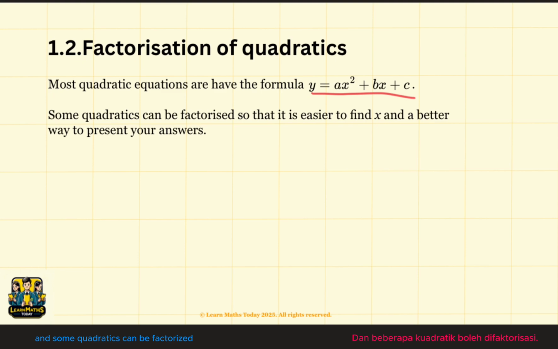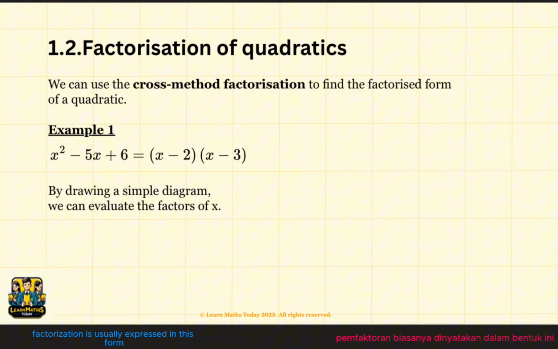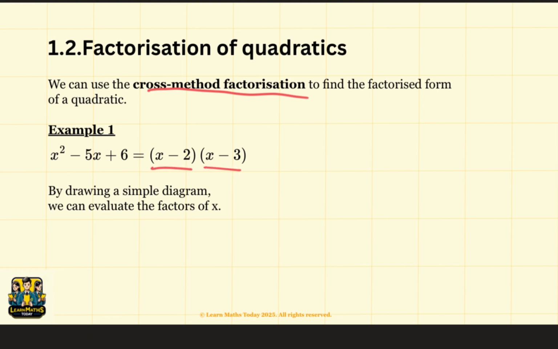And some quadratics can be factorized so that it is easier to find x and a better way to present your answers. So what is factorization? Factorization is usually expressed in this form, and we can use cross-method factorization to find the factorized form of a quadratic. So from here, you see that x squared minus 5x plus 6 is factorized to give you bracket x minus 2 times bracket x minus 3. Now, by drawing a simple diagram, we can evaluate the factors of x.